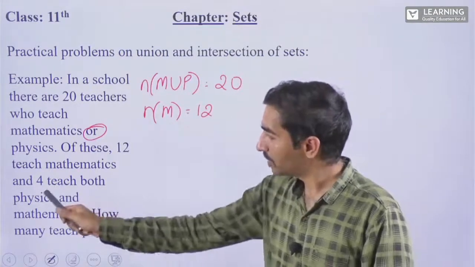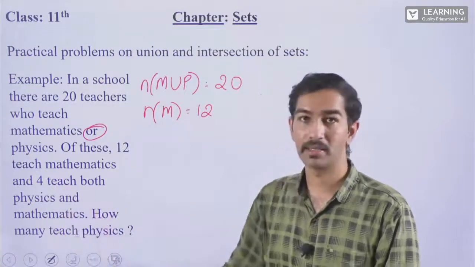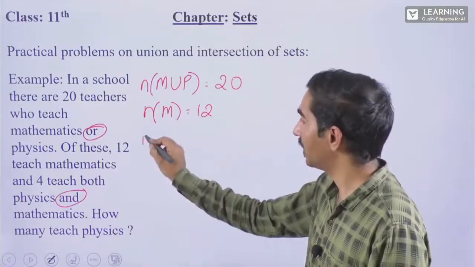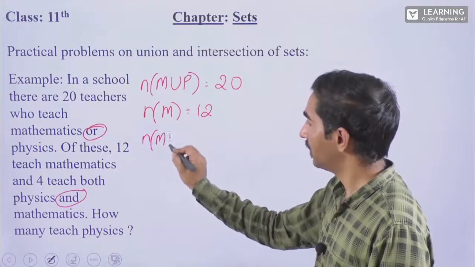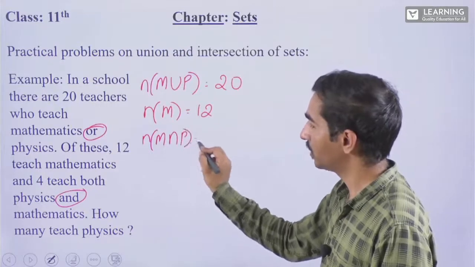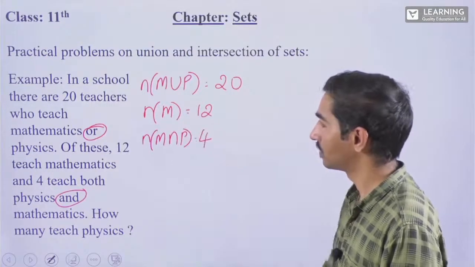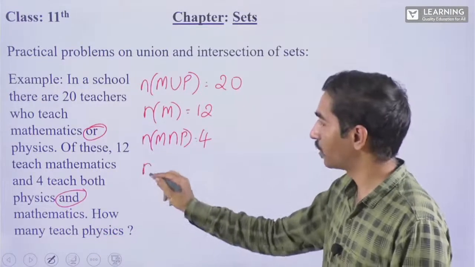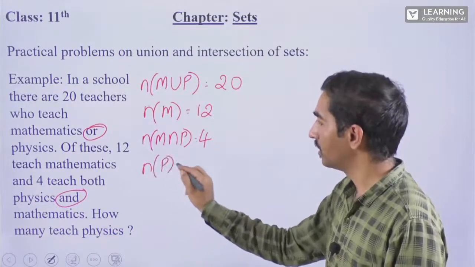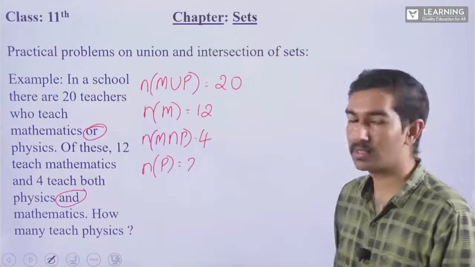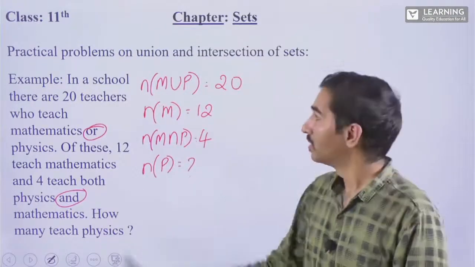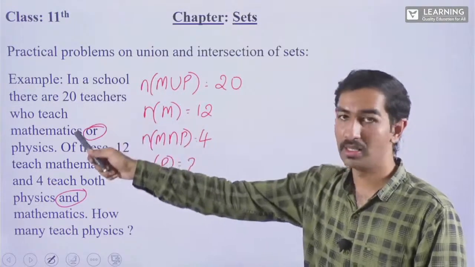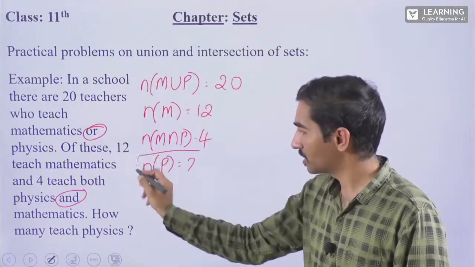4 teach both physics and mathematics. See the word here, and. So here we can write N of M intersection P. So this will be equal to how much, students? 4. What is the question? How many teach physics? So we have to find out N of P. This will be equal to question mark. Understood? So how have we written this data? This data has been written from this question. Now in this question we have to find out this quantity.